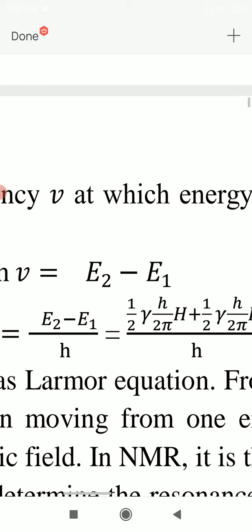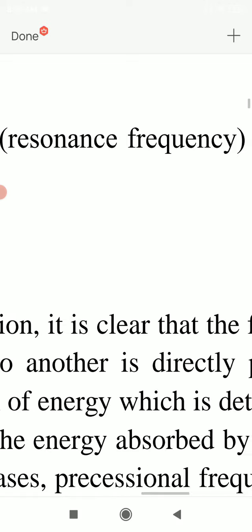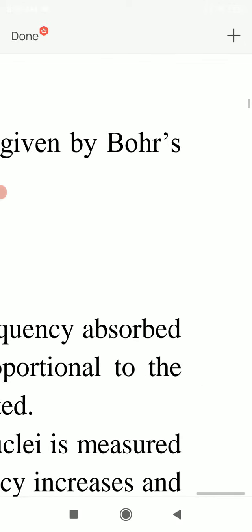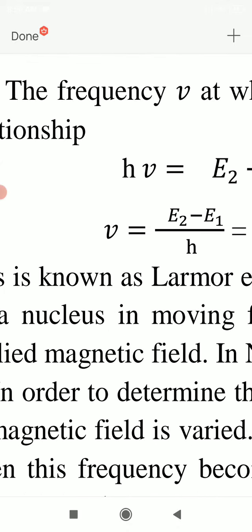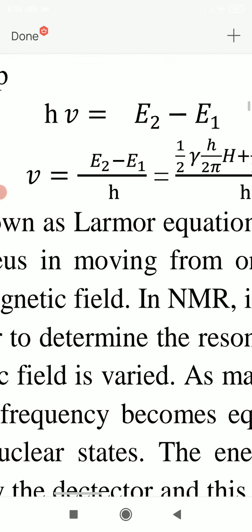The frequency ν at which energy is absorbed is the resonance frequency. It is given by Bohr's relationship. We write hν for ΔE, energy absorbed. So we have hν equal to E2 minus E1. This gives the value of frequency ν, which is equal to (E2 minus E1) upon h.